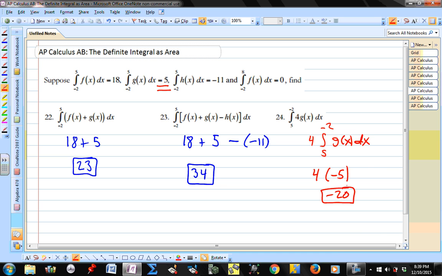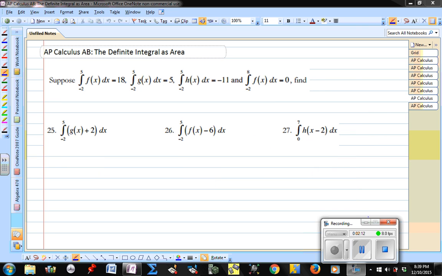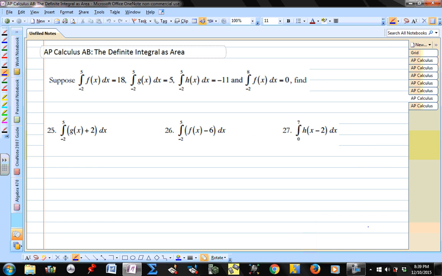Let's move on to number 25. Number 25 provides a little bit of a challenge for us. Challenge now because it's new to us. We're integrating g of x plus 2, and we don't see the integral of 2 anywhere in the list. Here's what we're going to have to do. We're going to have to integrate in our minds g of x from negative 2 to 5, and then we'll have to integrate 2 from negative 2 to 5 and add them together. Well, the integral of g from negative 2 to 5 has been done for us. That integral is 5.